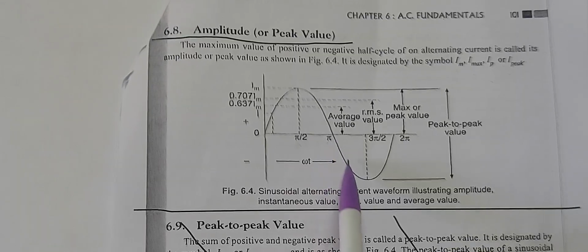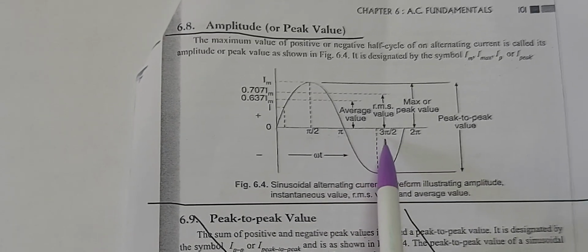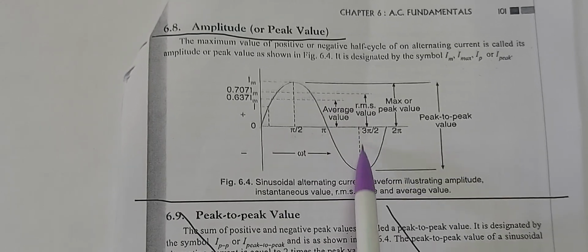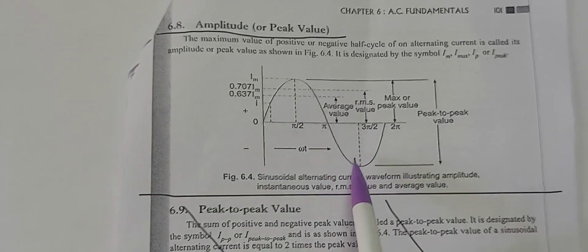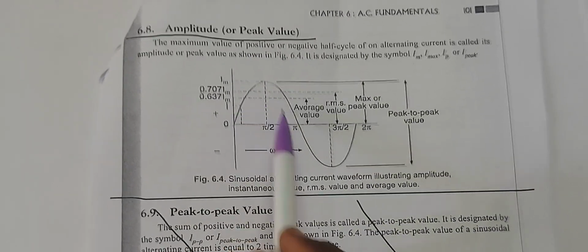Next, followed by the negative value. This is 2 pi, and in between it is 3 pi by 2. In this way we can find the amplitude, or peak value, of the sinusoidal wave.